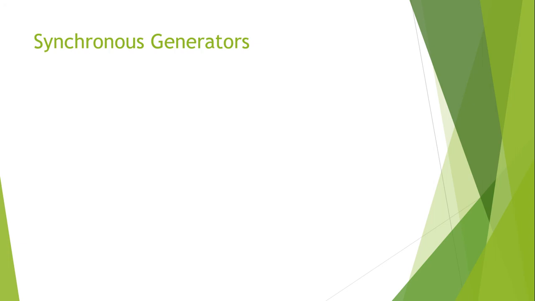So this is continuation of lecture number 26, and in this particular part of the lecture I will be discussing the synchronous generator. Basically, a synchronous generator or an alternator is an electric machine that is capable of converting the mechanical power from a prime mover into an alternating current or AC electrical power supply at a particular voltage and a certain frequency.